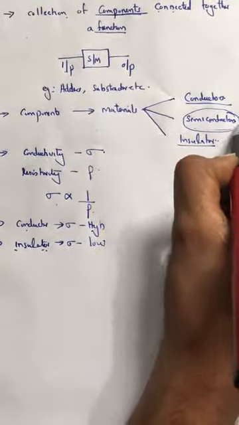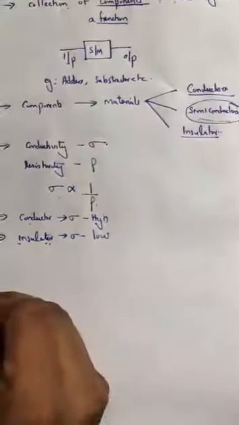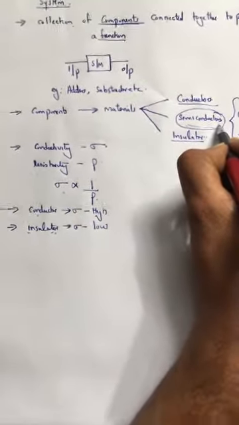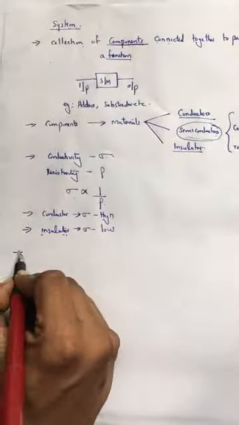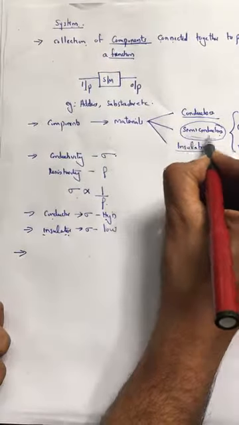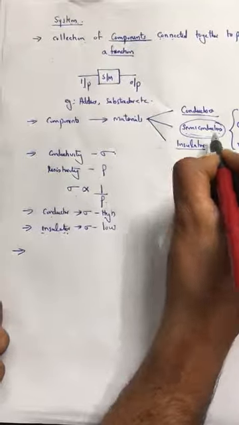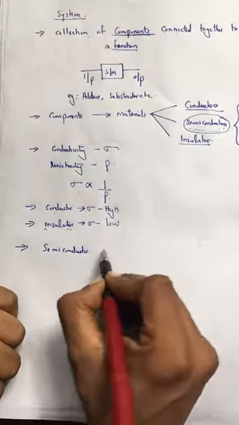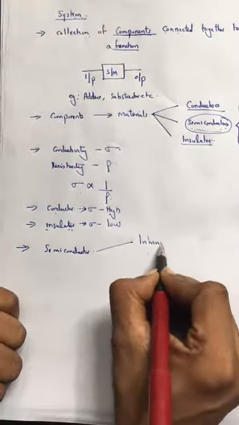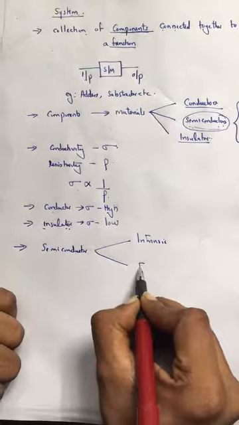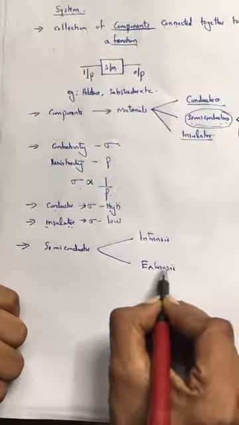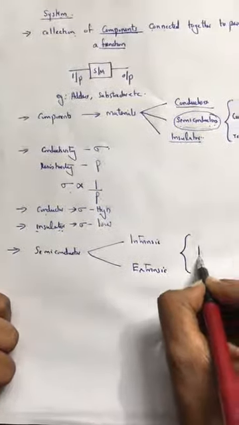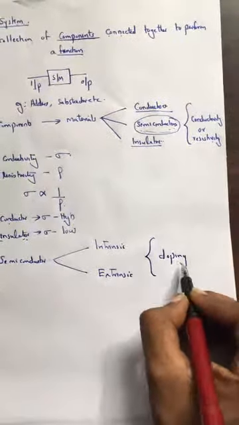Now, let us concentrate on semiconductors, and in this subject we are mainly concentrating on the material called semiconductors. First of all, I want to introduce you to the classifications or the types of semiconductors. Semiconductors are generally classified into two: intrinsic and extrinsic semiconductors. These are classified with respect to the process called doping.